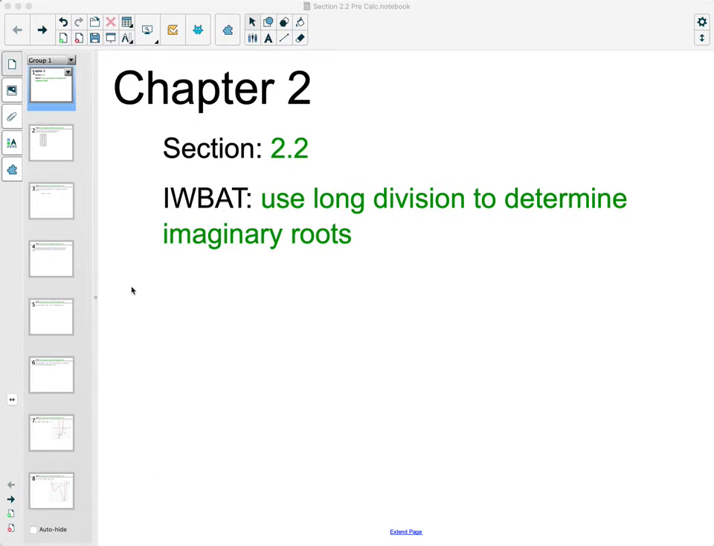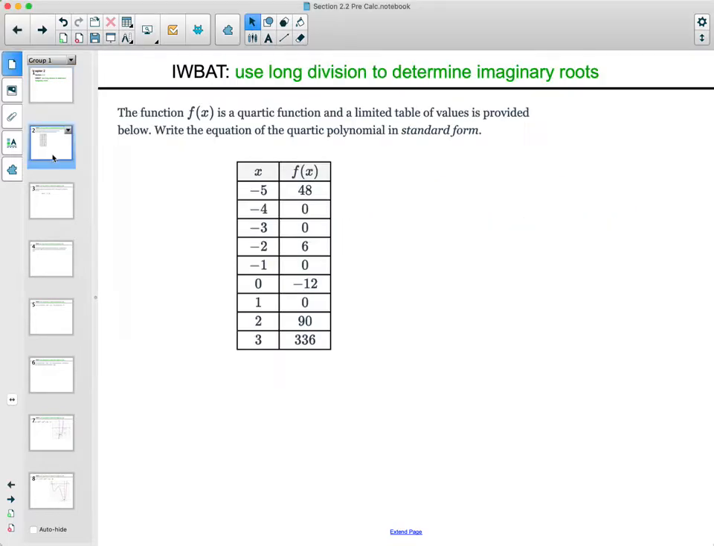For this video, we are going to review a couple problems having to do with writing equations given some information about a polynomial, and then get into using long division so that we can come up with exact imaginary roots and also irrational roots. So in this first problem here, it says that we're given the function that's a quartic function, quartic meaning that it's a fourth degree polynomial. So this means that it's an x to the fourth.